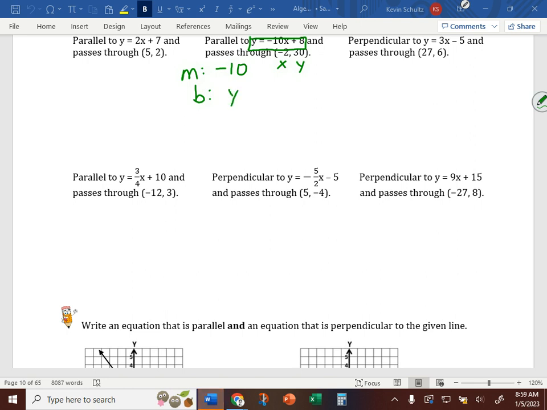And just like in PO24, we go to slope-intercept form and plug in what we know. We know that our line will pass through (-2, 30), which means we can plug in 30 for y. We know our line is parallel to it, so it will have a slope of -10. We can use that -2 as a value for x, and now we can solve for b. Okay? Questions on that setup? Where the numbers came from, why it's a -10.